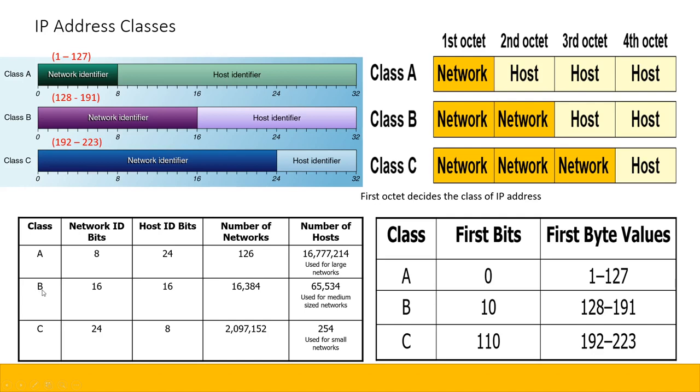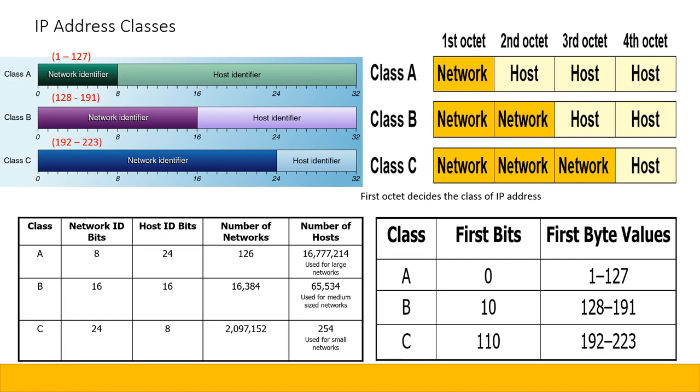The medium sized companies usually use a class B IP addressing scheme. They have two octets specifying the network identifier and two octets specifying the host identifier. And class C is used for small networks where we have many networks possible. So 24 bits are used for the networks. We can have many networks possible, but for every network we can have maximum 254 hosts, which is basically 2 raised to the power 8 minus 1.